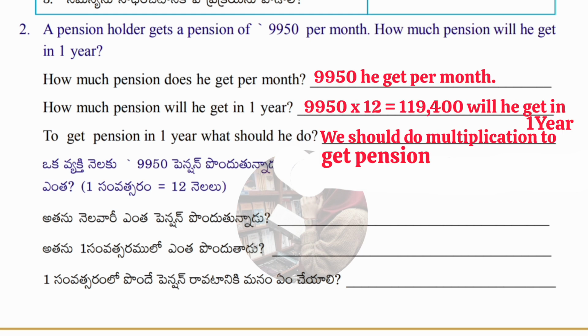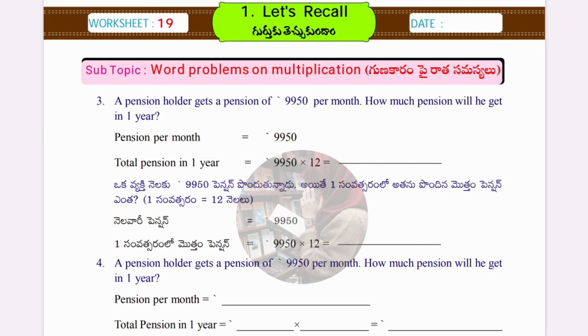A pension holder gets, same question. Here the questions are: how much pension does he get per month? 9,950. How much pension will he get in 1 year? We have to do the sum, means the amount multiplied by 12. Then we'll get 1,19,400. To get pension in 1 year, what should he do? We should do multiplication to get pension.